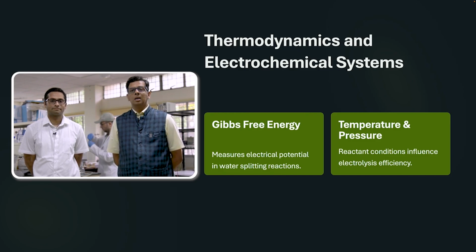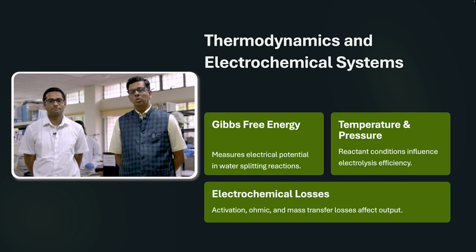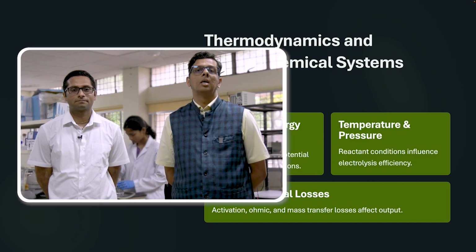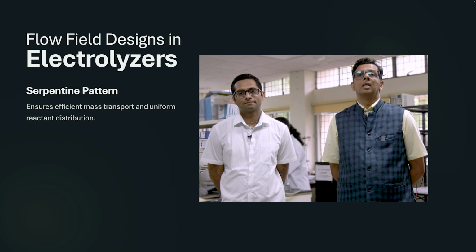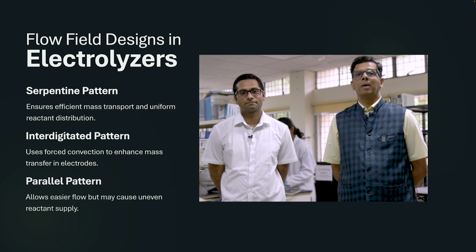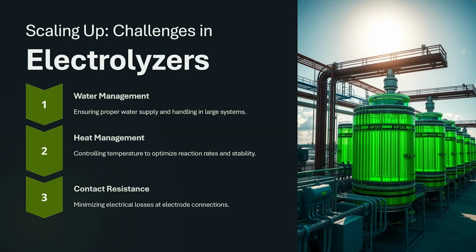After that, we will go through the different losses that take place in fuel cells as well as electrolyzers, that is activation overpotential, ohmic overpotential, and mass transport overpotential. We will also try to understand different flow field designs that influence the mass transport phenomena in these electrochemical systems, such as the serpentine flow field pattern, interdigitated flow field pattern, and the parallel flow field pattern. At the end, we will also see scale-up issues such as water management, heat management, and the contact resistance.